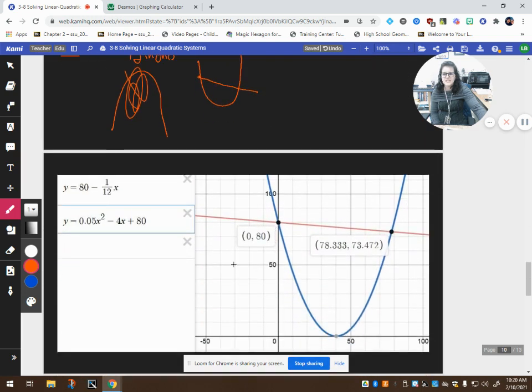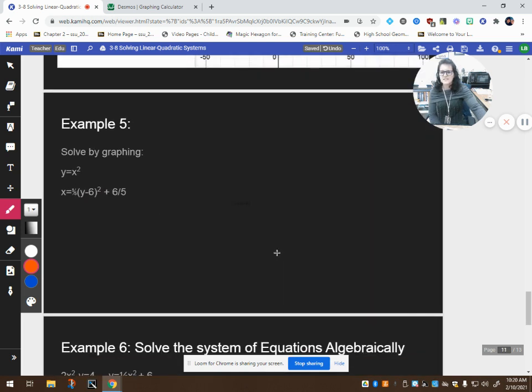Okay, so I went ahead and did this on Desmos. Here's my linear equation, 80 minus 1/12 x, because it's dropping 1 inch for every 12 inches we move to the right. So that's where I came up with this slope. And you can see where the points are. The bridge starts at (0, 80) and it ends at approximately 78.73.